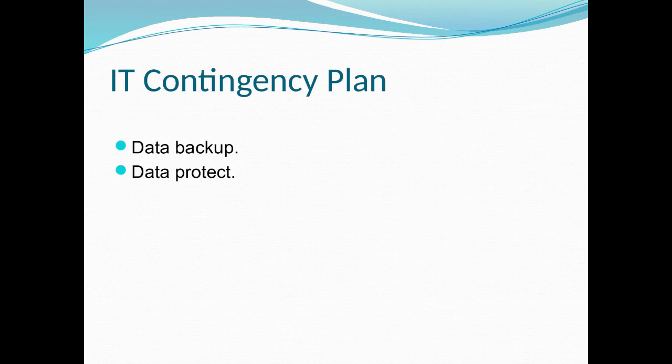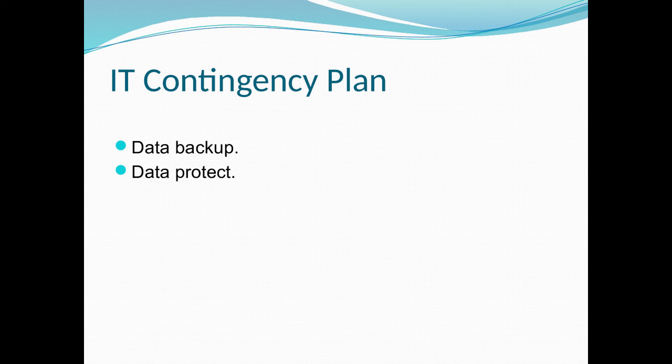So, what's an IT contingency plan? First, we need to know what a contingency plan is. A contingency plan is simply the alternate plan, or plan B. It takes place when the actual plan doesn't work. So, an IT contingency plan is simply the alternate plan that takes place when the IT resources of your organization stop working.